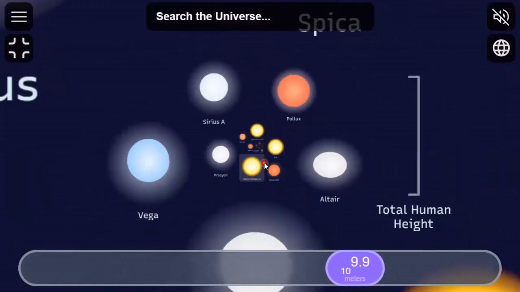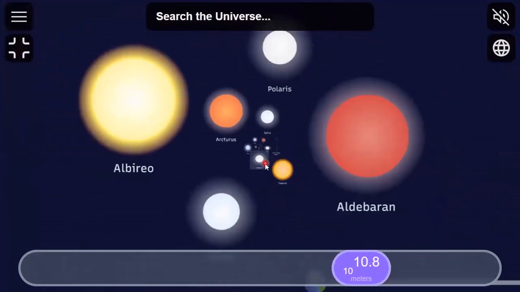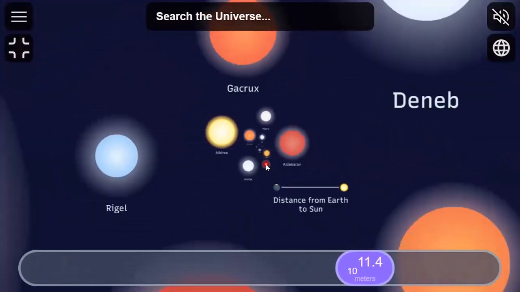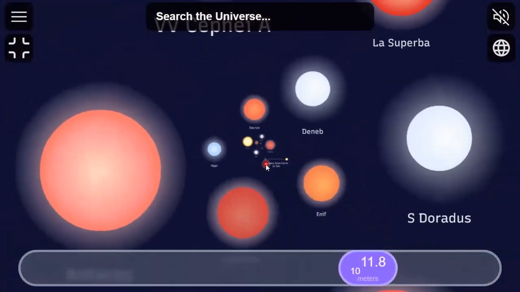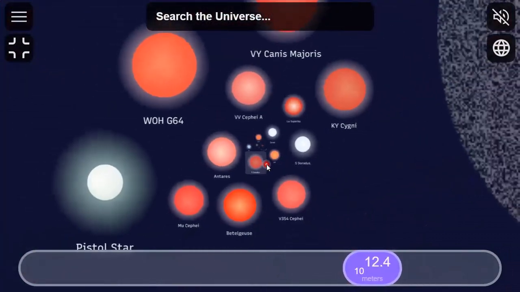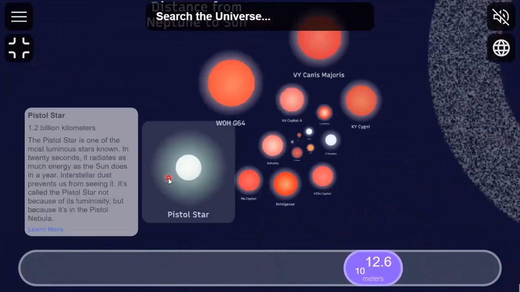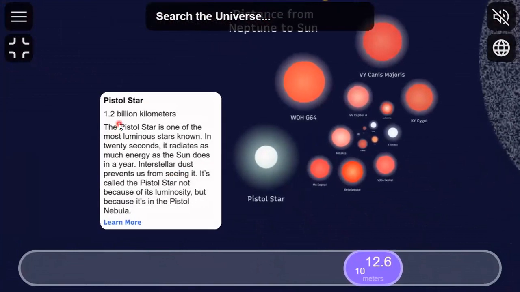Now look at this, we are in our solar system. Now we are moving step by step toward the universe, step by step toward the largest objects in the universe, from smallest to the largest. Pistol Star. Oh, I hear first time about this. 1.5 billion kilometer. So the Pistol Star, one of the most luminous stars known. In 20 seconds, it radiates as much energy as the sun does in a year.